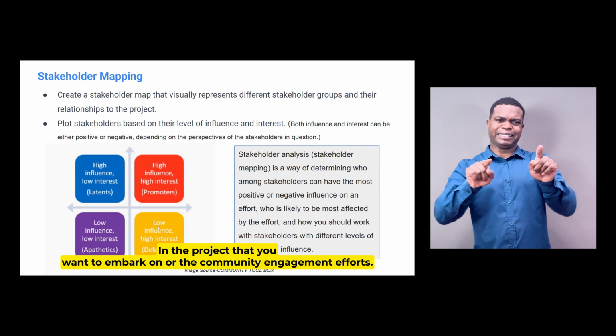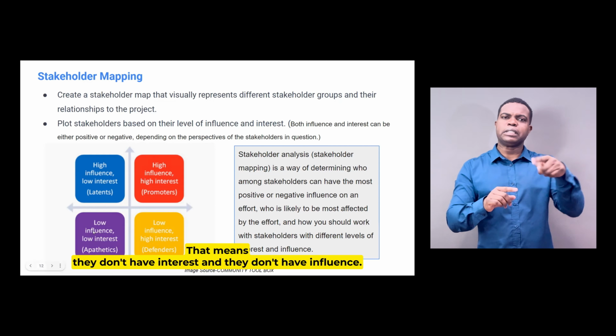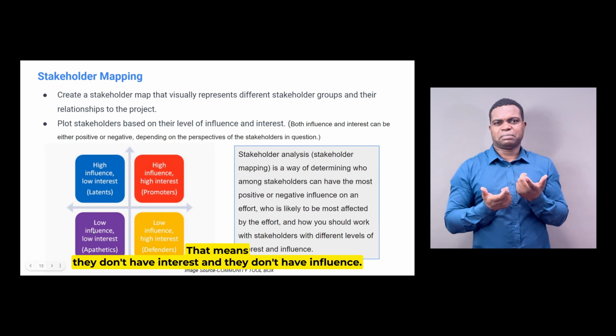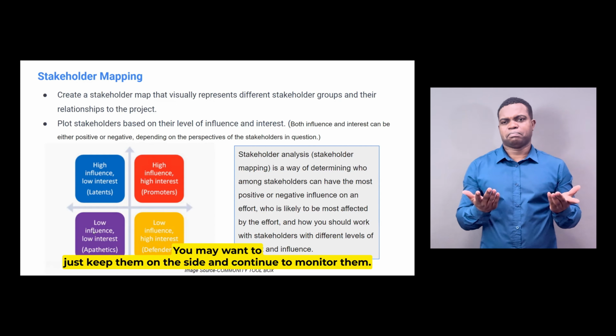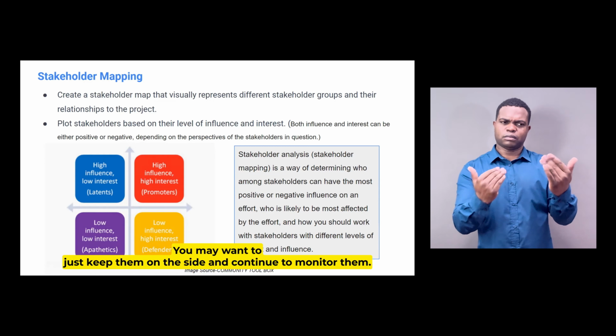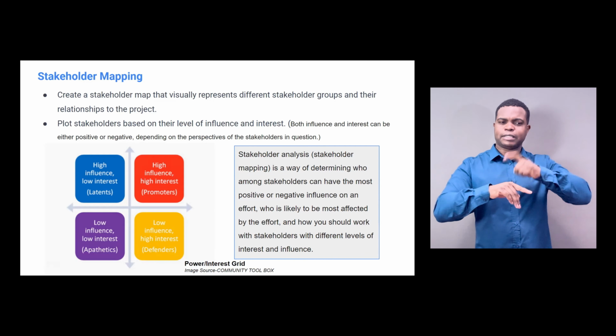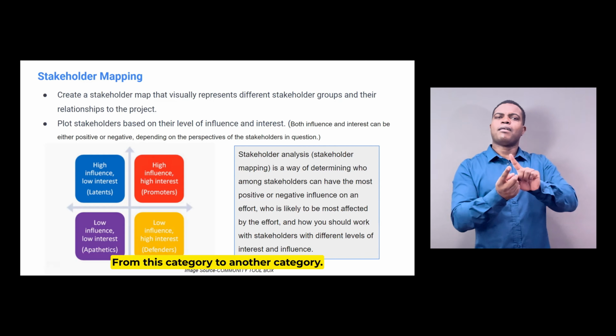Now we have the low influence and low interest. That means they don't have interest and they don't have influence. You may want to just keep them on the side and continue to monitor them. With time, they could be converted from this category to another category.